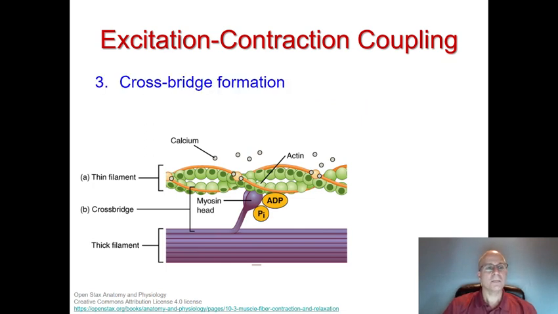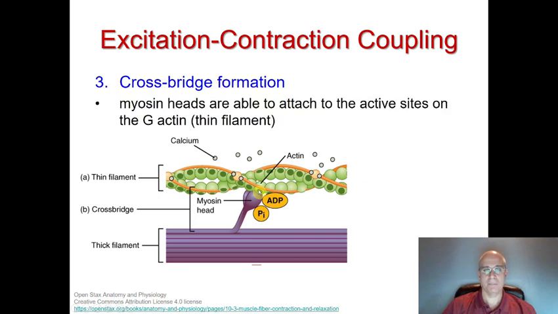Okay, so first thing we're going to talk about is the cross bridge formation. So a cross bridge is what we call it when the myosin head here plugs into the active site on our G-actin. Okay, it's just the connection between the two. We call that a cross bridge.